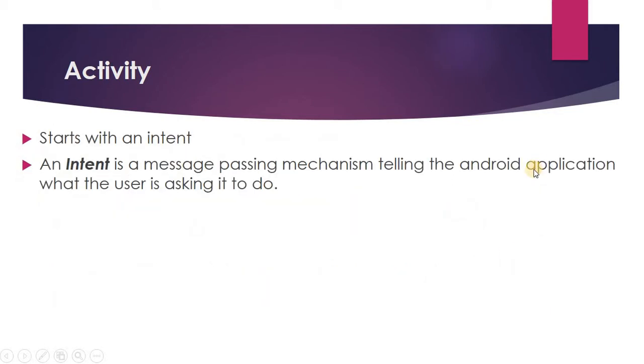Next. An activity always starts with an intent. Then what is an intent? An intent is a message passing mechanism telling the Android application what the user is asking it to do. We can shift from one activity to another activity through this intent. That means one activity may pass a message to some other activity because of this intent. So we can move forward or backward from one activity to another just because of intent.